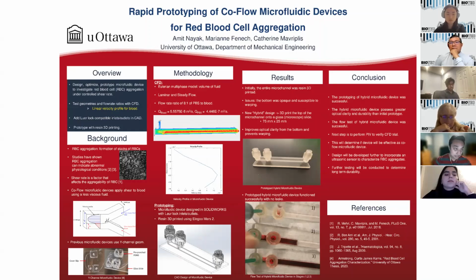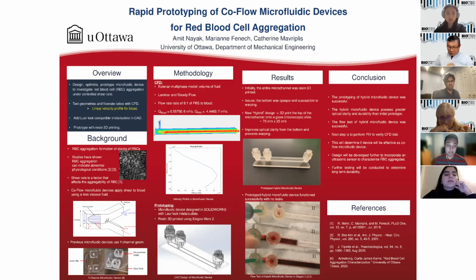If you look at the second figure in the leftmost column, a Coflow microfluidic device is essentially the flowing of two fluids, a less viscous fluid flowing alongside a more viscous fluid. The less viscous fluid applies a shear rate in the more viscous fluid. In this case, the less viscous fluid would be PBS, and the fluid of interest is blood. Ideally, we would like a linear velocity profile in the blood layer, as that will provide a constant shear across the entire blood layer. In the last figure of the leftmost column, you can see one of the previous microfluidic devices that we've been testing with.